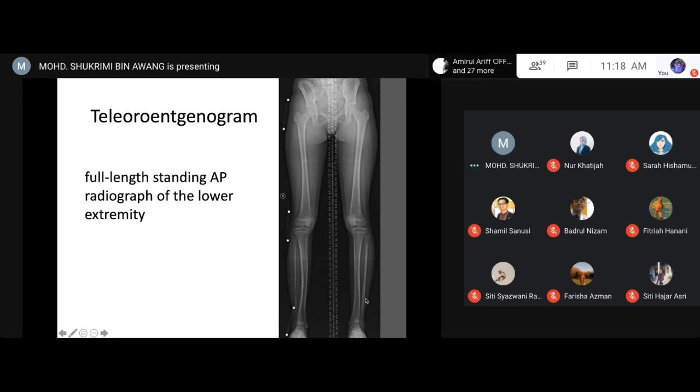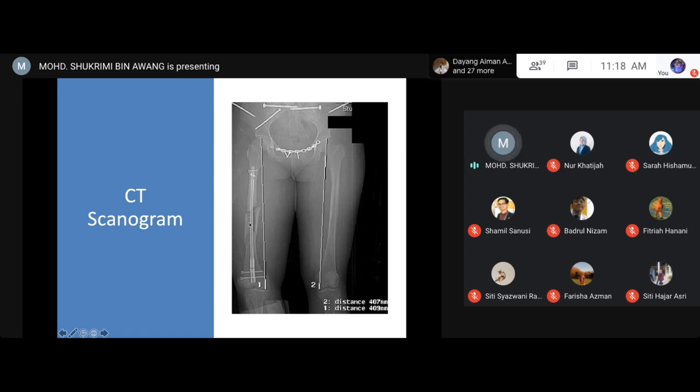Okay, we can measure where the shortening is. Whether the pelvis is tilted or not, from here to here for the femoral component, from here to here for the tibial component. Okay. CT scanogram, okay, of course we can do a CT scan before we do the detail, and with this one we can also measure. All right, by doing this.